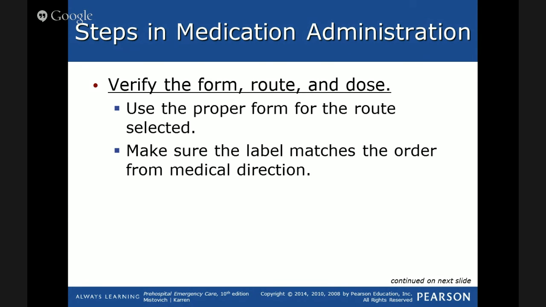We're gonna then verify that we have the right form, route, and dose, okay? So we've got the right type of medication, we've got the right route for the form, and we have the right dose for the application that we're using, okay? Make sure that the label matches the order for the medical direction, okay? So make sure that whatever concentration of the medicine or whatever type of medicine, whatever route, whatever form you have matches the route, the dose that you're supposed to use. Make sure you can actually achieve that route and dose with what you have. If you don't, call the medical direction back, get the order changed so that you've got something you can work with.